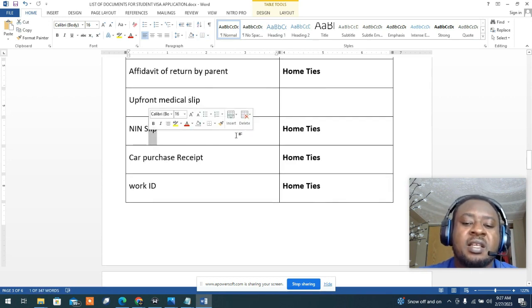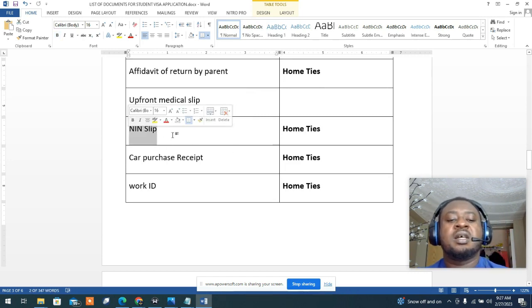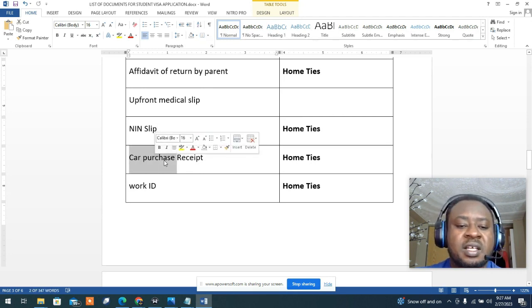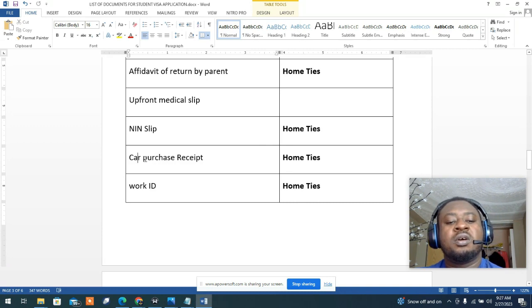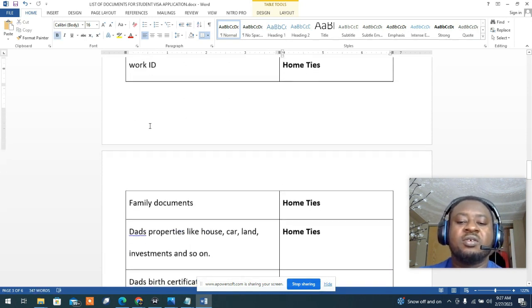Then we have your NIN slip. If you have that, NIN pertains to Nigeria, so it's a citizen document. Then if you have a car, the purchase receipt, the car document, everything that relates to the car documentation and the ownership, you can include that. It shows that you have something back home. It's a strong home ties. Then your work ID, the ID card from where you work, you can include that.